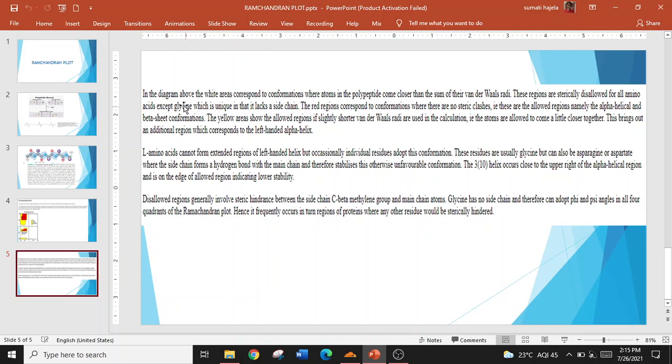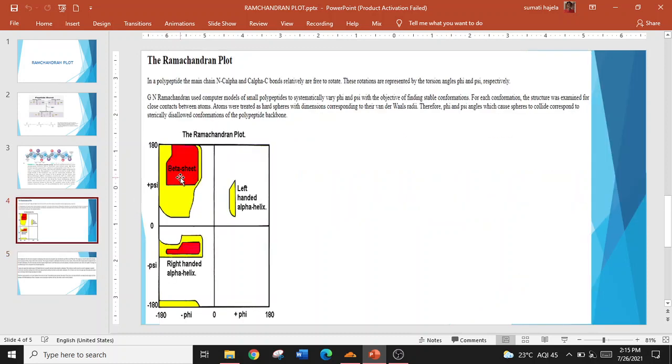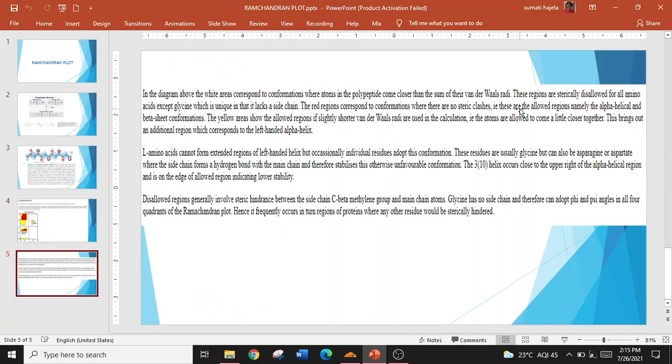ये अगर किसी पॉलीपेप्टाइड चेन में है तो इसकी वजह से फ्लेक्सिबिलिटी या अगल बगल के अमीनो एसिड्स को मूव करने की फ्रीडम ज़्यादा होगी, स्टेरिक हिंड्रेंस नहीं होगी. The red regions correspond to conformations where there are no steric clashes. Let us see the red regions. These regions, these are allowed regions, namely the alpha helical and beta sheet conformations.